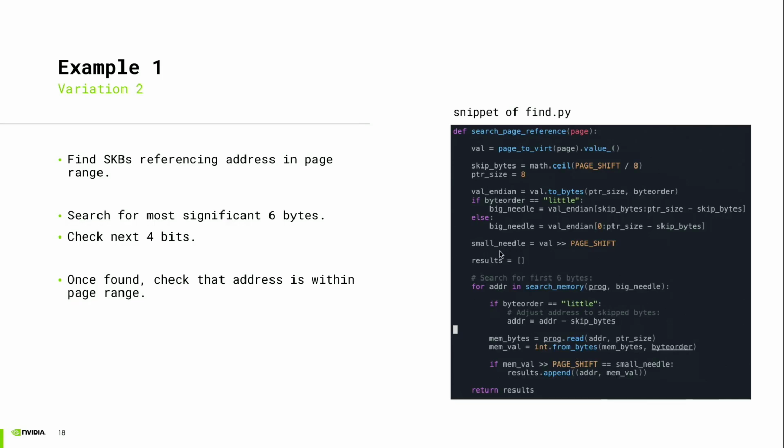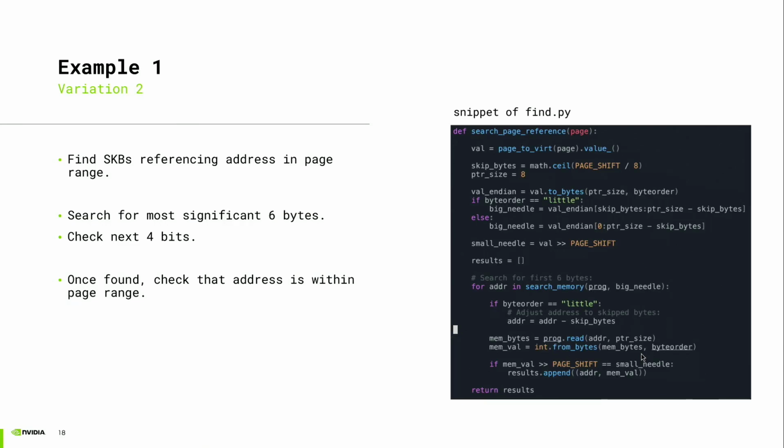The small needle is for when you find the result: you compare it against the 52 bits, sorry. So you search this memory. This is just a snippet of the script, by the way. Once you have a hit, then instead of 6 you read 8 bytes, making sure that you account for endianness properly. Then you read the value from memory, convert it, and check that it matches the small needle, and that's basically it.